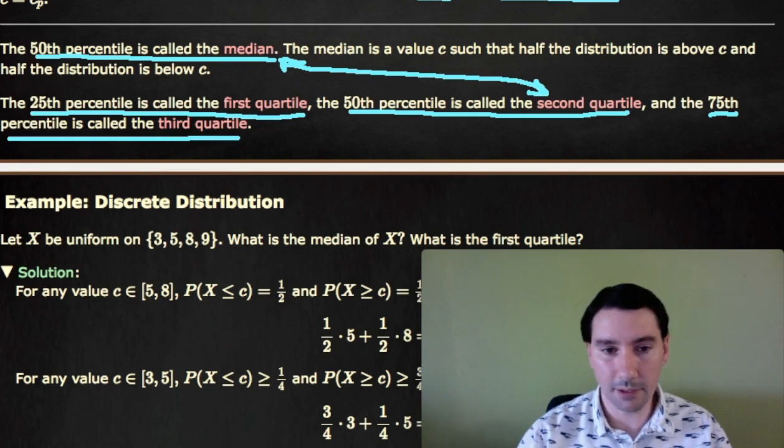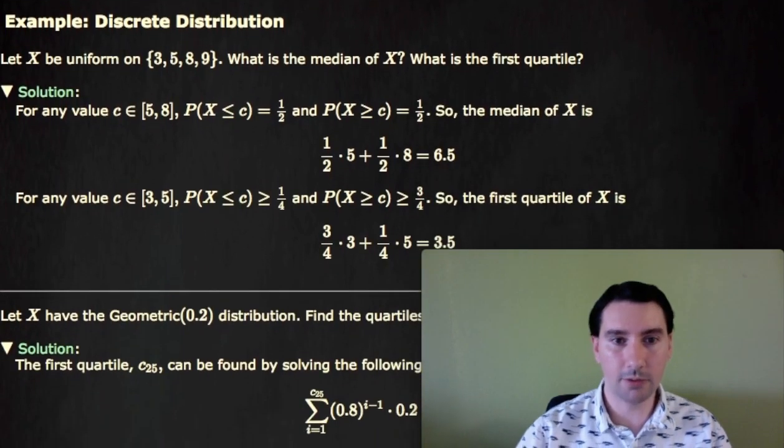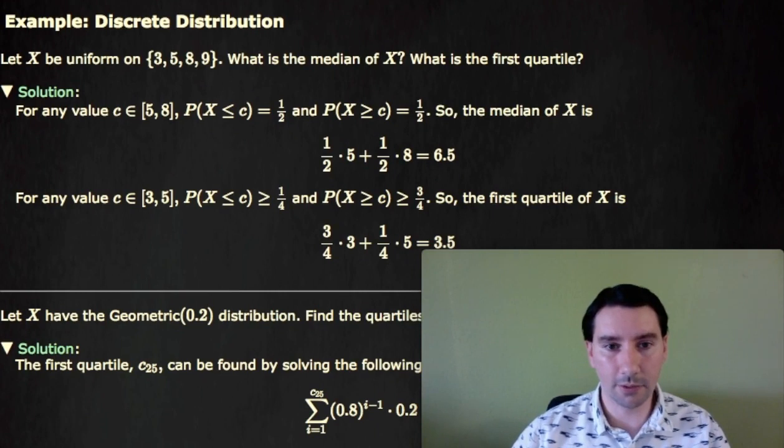So let's do a couple of examples. If x is uniform on the discrete set 3, 5, 8, and 9, let's find the median and the first quartile of x. For any value c in the closed interval from 5 to 8, the probability x is less than or equal to c is a half, and the probability x is greater than or equal to c is a half. So the median of x is 1/2 times 5 plus 1/2 times 8, which equals 6.5.